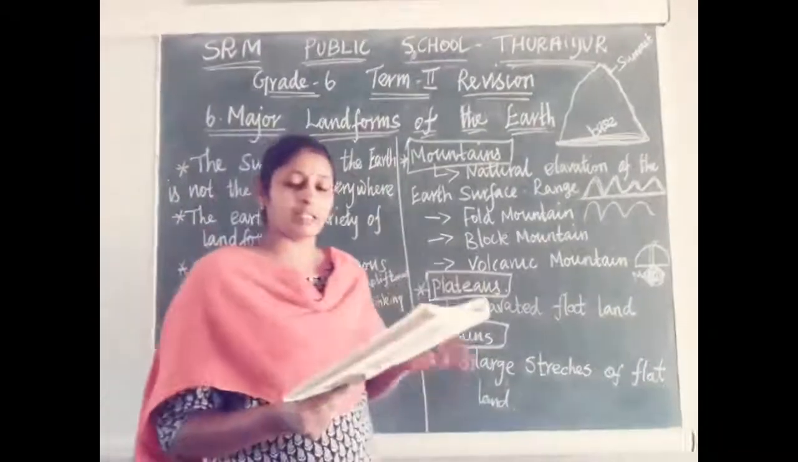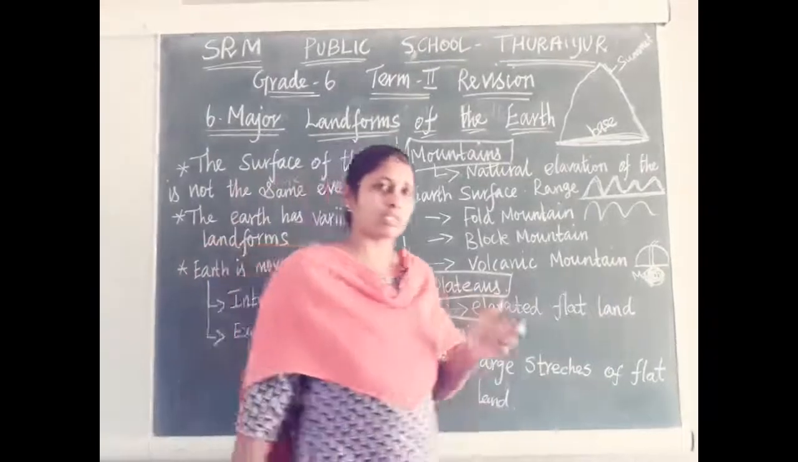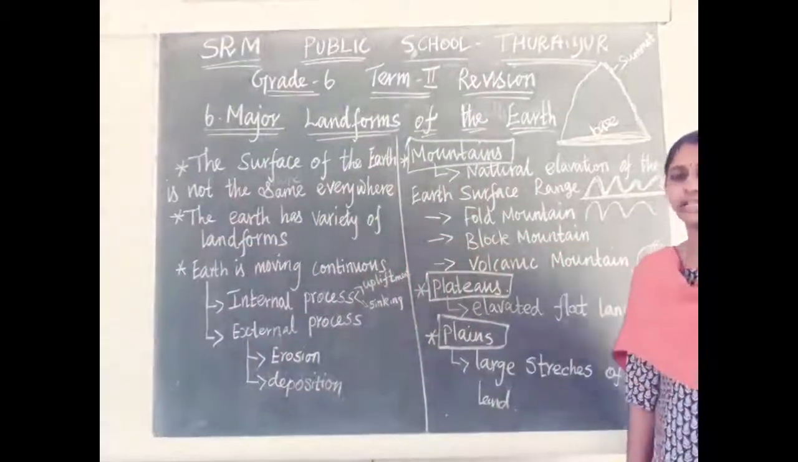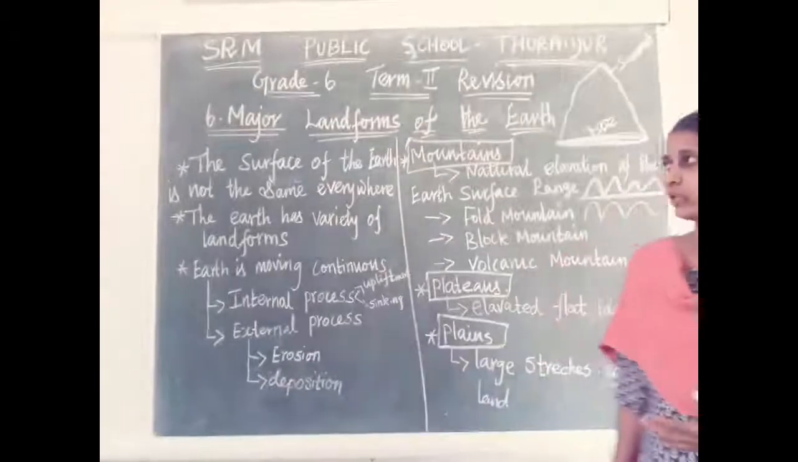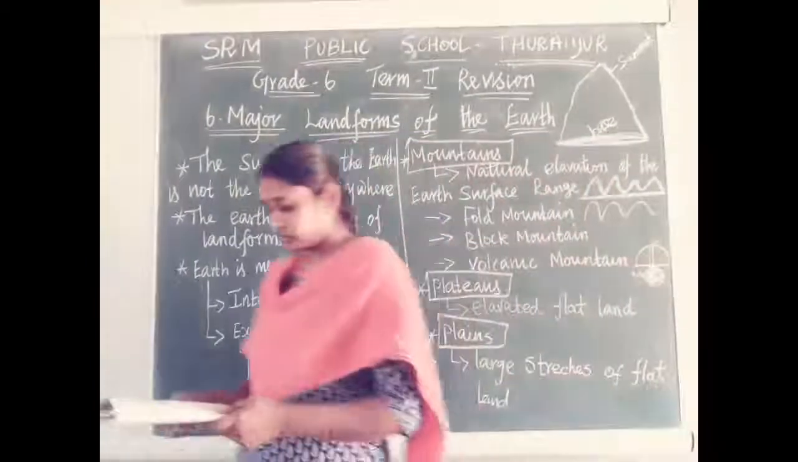in Japan. Particularly the Pacific Ocean is called the ring of fire. Why is it called the ring of fire? Because many volcano mountains are present in that area. That's why it is called the ring of fire.